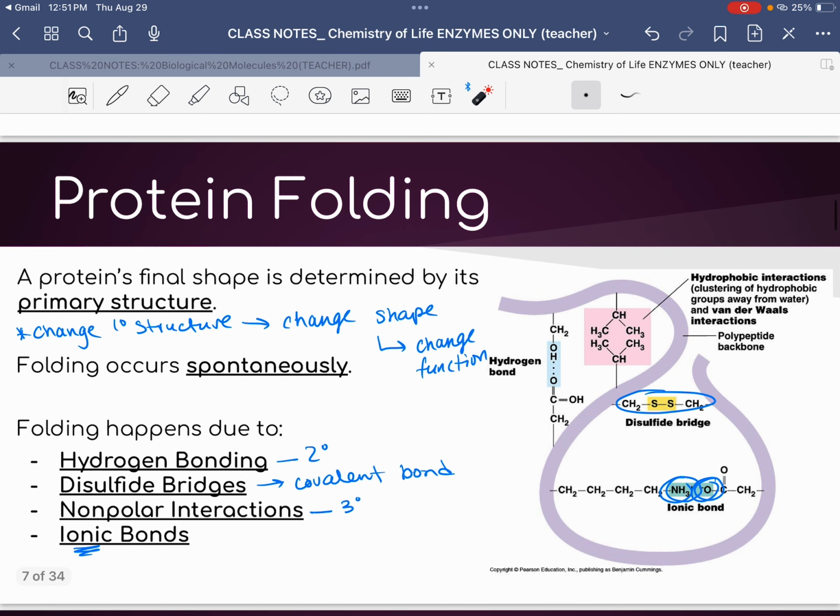All right, we'll continue in the next video with denaturation and with enzymes, structure and function.